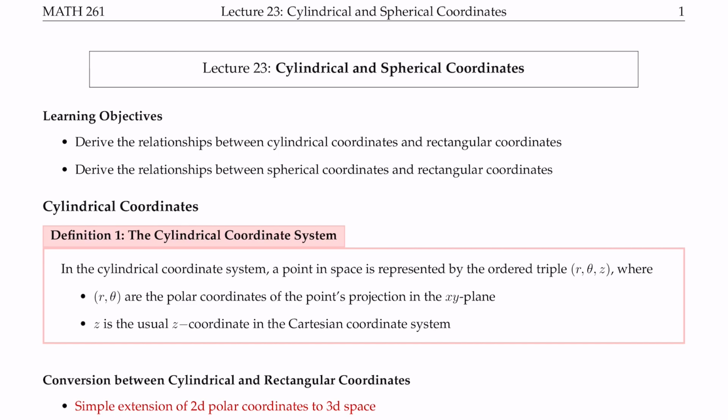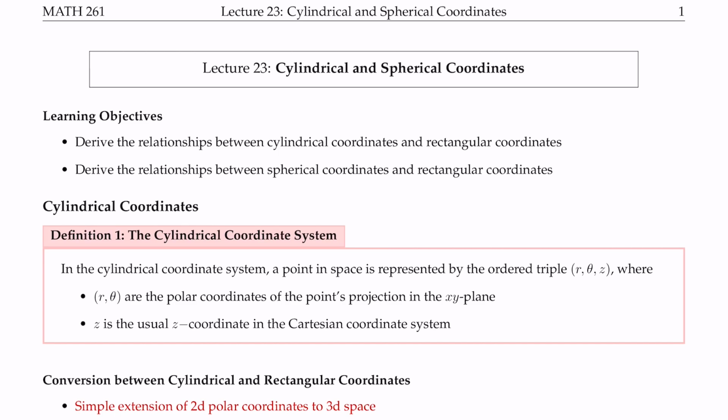So what you can do is convert the descriptions in a Cartesian or rectangular coordinate system to another coordinate system. And that is the idea of this lecture. We want to be able to write down the formulas that connect the Cartesian coordinate system to other coordinate systems, that is, the cylindrical coordinate system and the spherical coordinate system. So hopefully at the end of this lecture, you will be able to derive the relationship between cylindrical coordinates and rectangular coordinates and vice versa. And also derive the relationship between spherical coordinates and rectangular coordinates and vice versa.